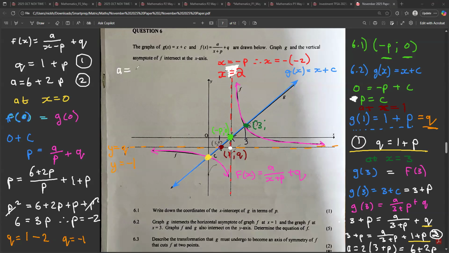Just running out of space, I'll have to do it here. So a is equal to 6 plus 2 times -2 because p is -2. We get a is equal to 2, which makes sense. It's got to be a positive value because it's in quadrants 1 and 3. So our final answer for 6.3, after all that work for 5 marks, wow.